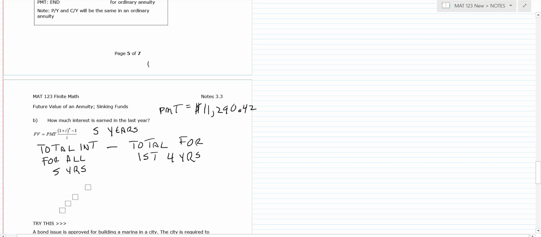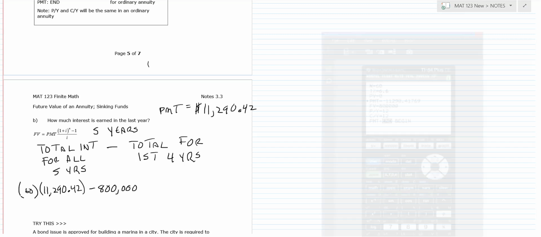I probably need to write this more like this. So if you're going to find the total interest, remember 800,000. You want to figure out your payments, and I think you then subtract 800,000 like this. So I had that right. You want to go 60 payments in 5 years like this, and then times $11,290.42, and then minus the 800,000 like that. So we're going to do that.